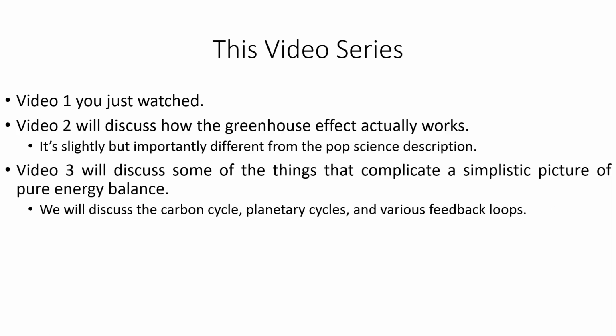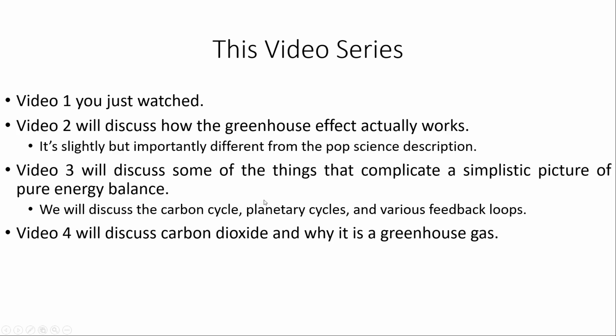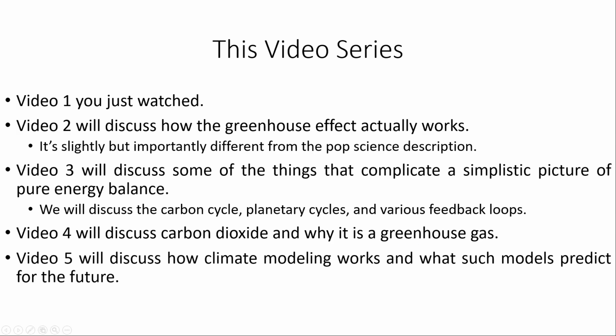But as we'll see in that video, it does still show that global climate change is happening and is actually likely to get worse in the future because of these various feedback loops. Then video 4, as I said, we'll discuss carbon dioxide and why it is a greenhouse gas. Then video 5, we will discuss how climate modeling works and what such models predict for the future.